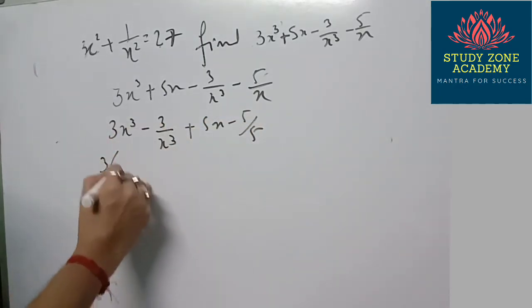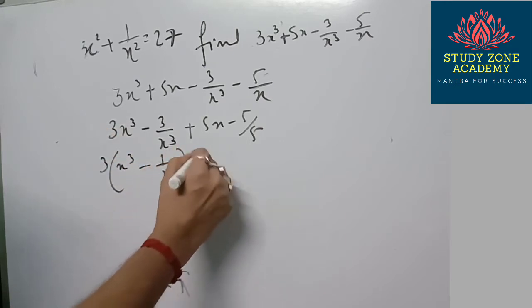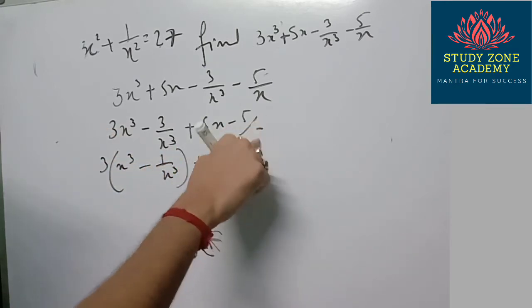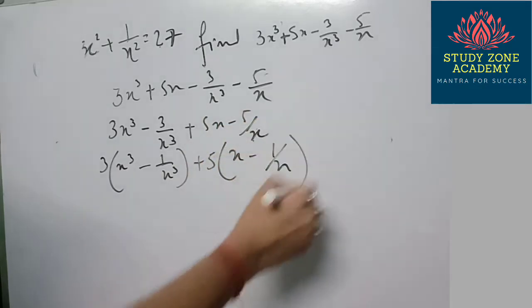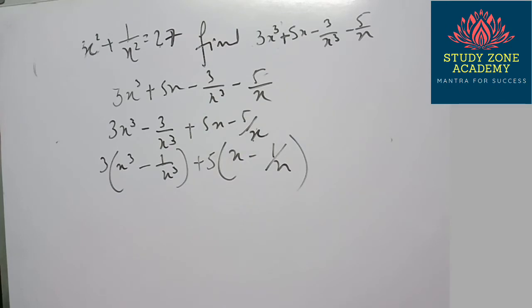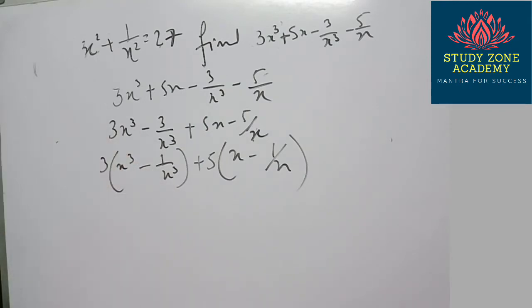Let us take 3 common. We are getting x cube minus 1 by x cube, plus, let us take 5 common, x minus 1 by x. If you remember, in the last sum we got the value of x minus 1 by x as plus minus 5. So we know this value, but we need to get the value of x cube minus 1 by x cube.